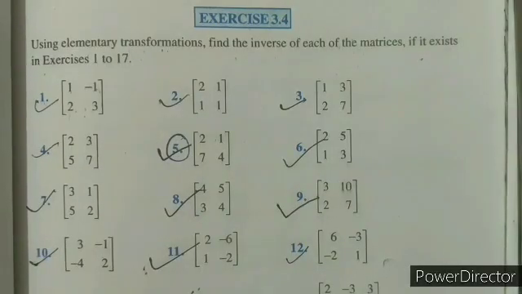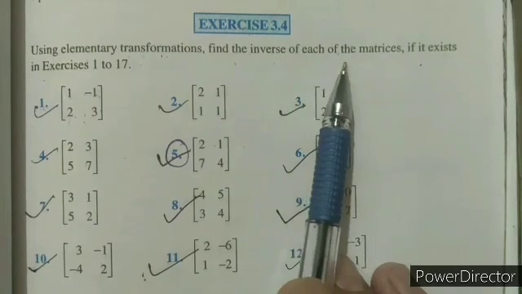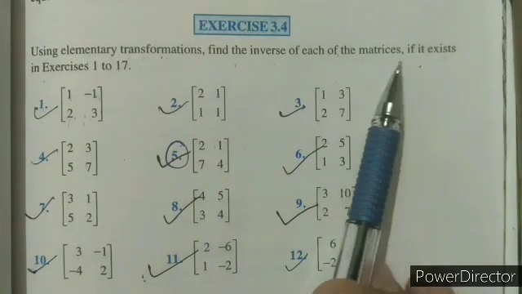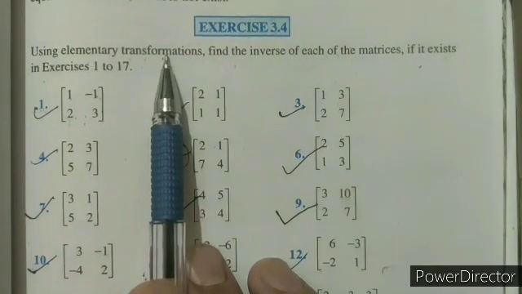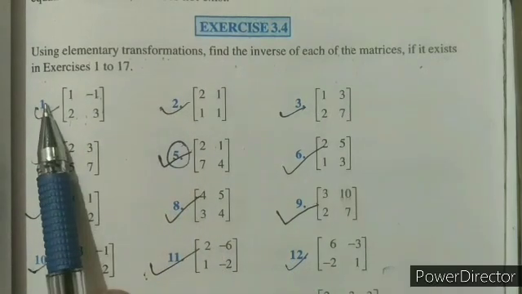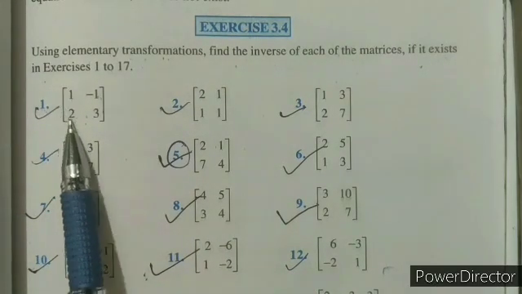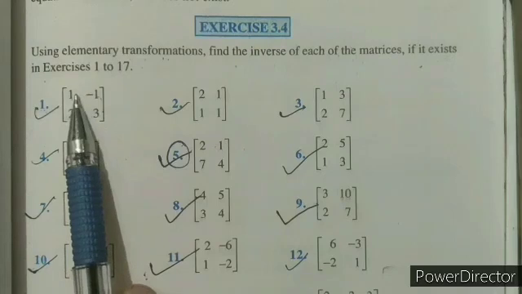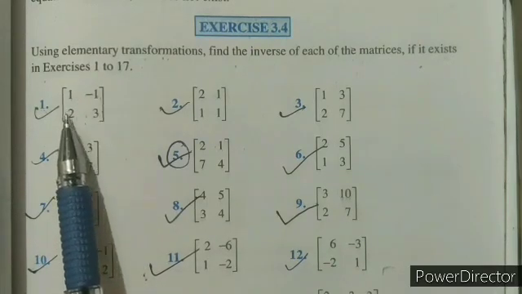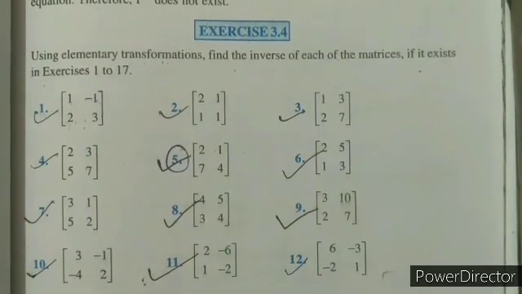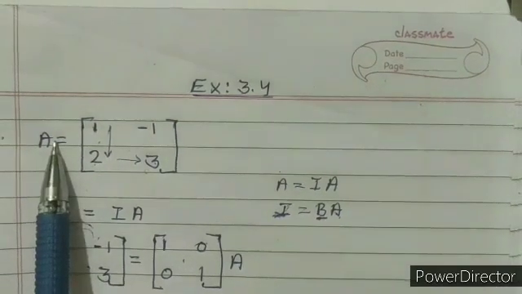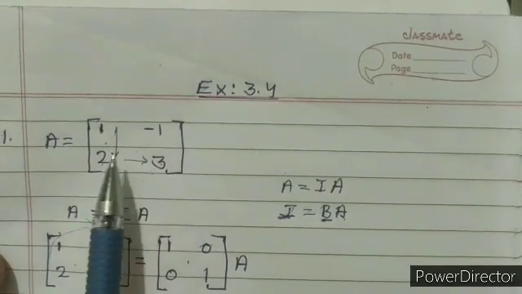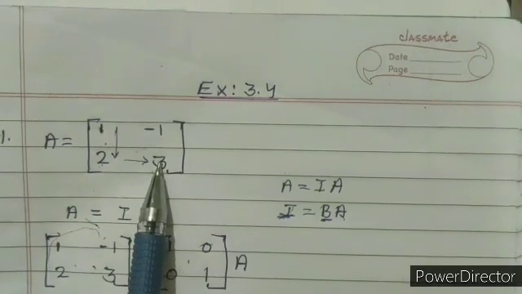Now come to exercise 3.4. This exercise is very important from the examination point of view. Here we have to find the inverse of the given matrices, if it exists, by elementary transformation. In question number first, the matrix given to us is 1 minus 1, 2 3. I am taking it as matrix A. Its first row is 1 minus 1 and second row is 2 3.